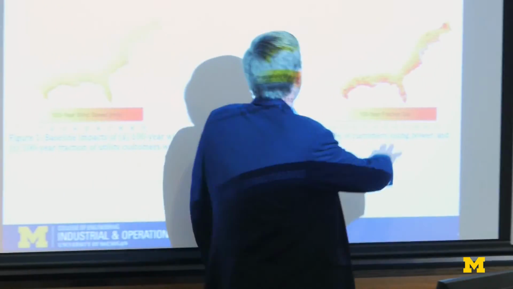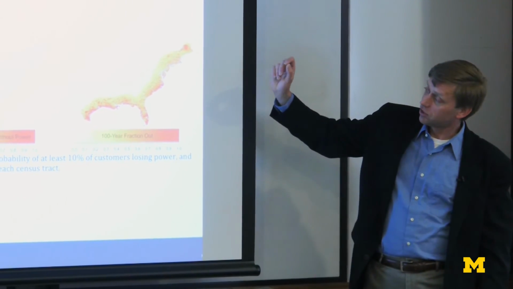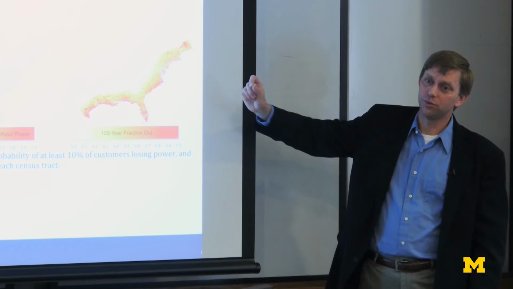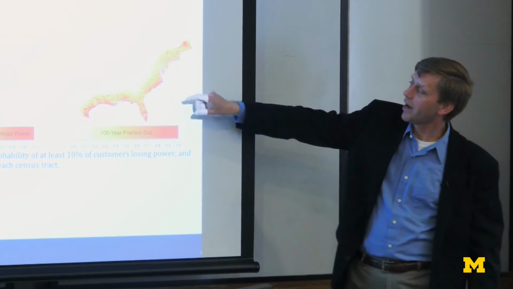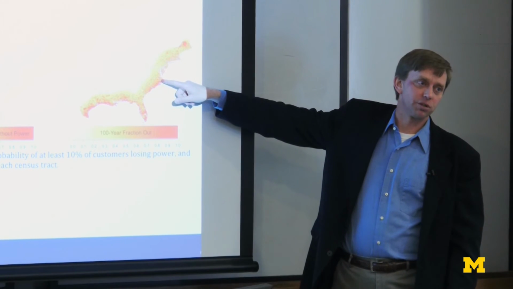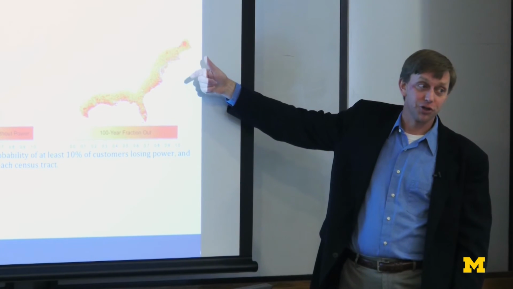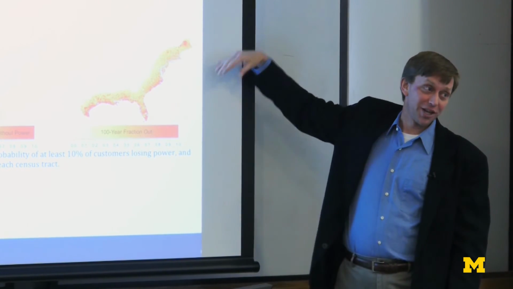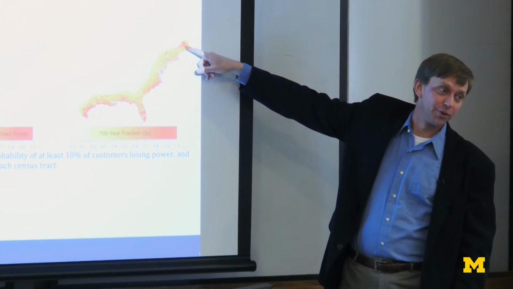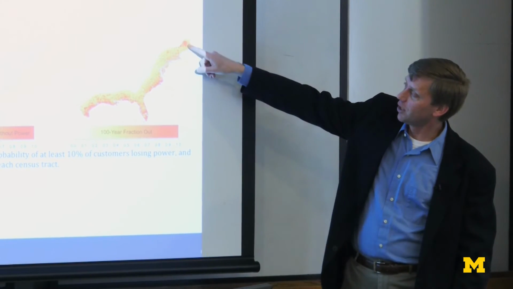But then we can look at something like this, which is the 100-year fraction of customers without power at the census tract level. So not the easiest thing to explain, particularly when the media asks you. But at the census tract level, what's the fraction of customers without power that you would expect to exceed on average once every 100 years? And then we look at that at all census tracts. And we have some small denominator problems where you don't have many people, you get a few people out, you get a pretty big number. Ignore that part of Maine.